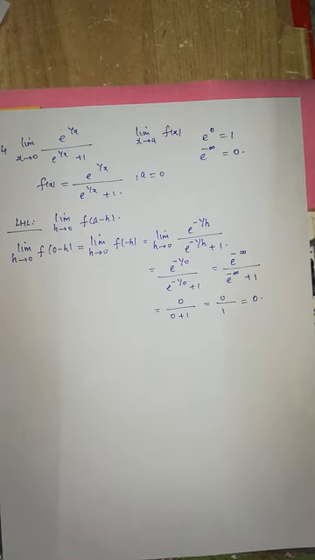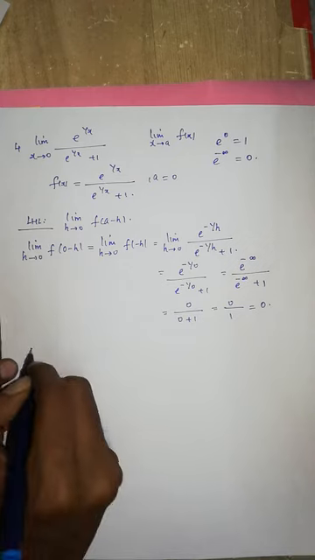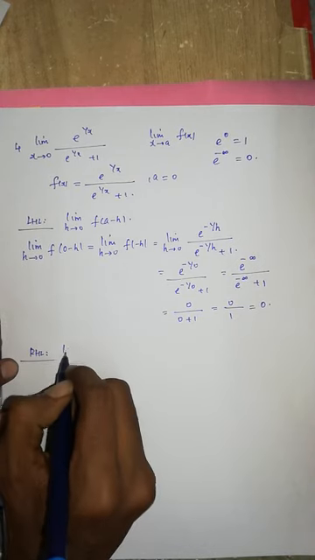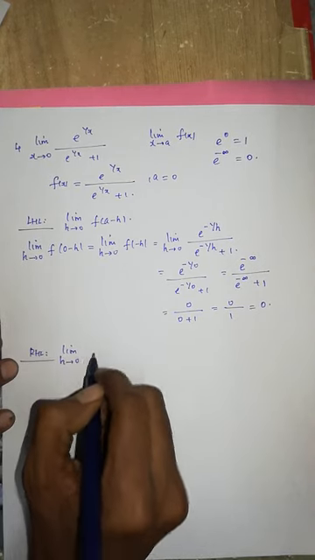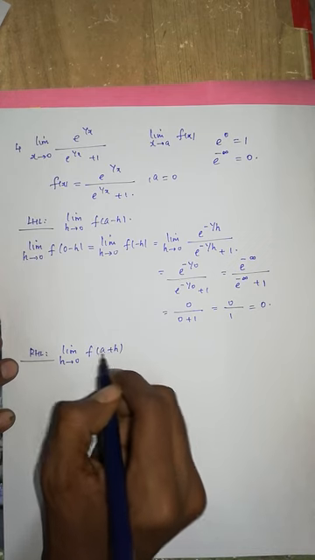Now we will find the right hand limit. The right hand limit, RHL, is limit h tends to 0 of f of a plus h.